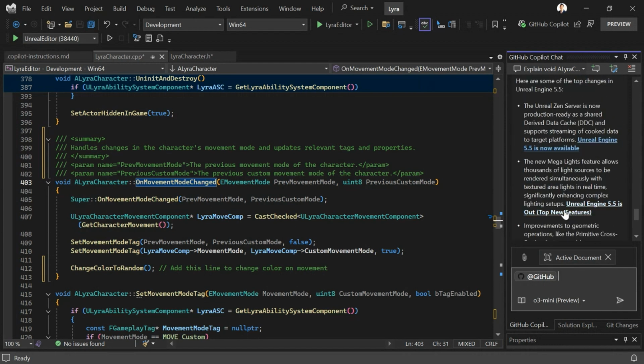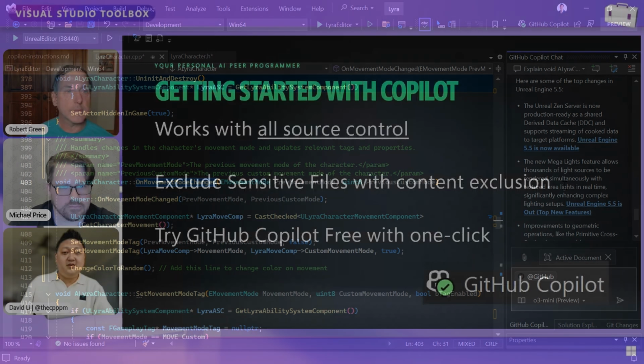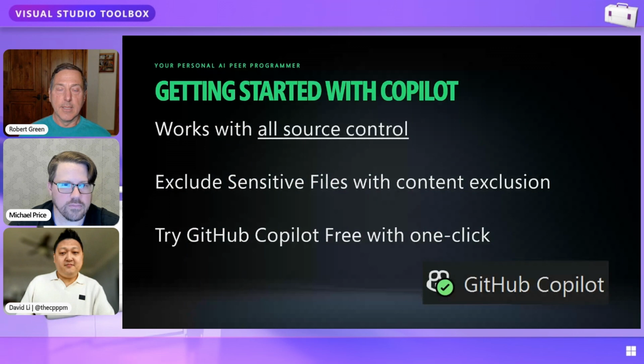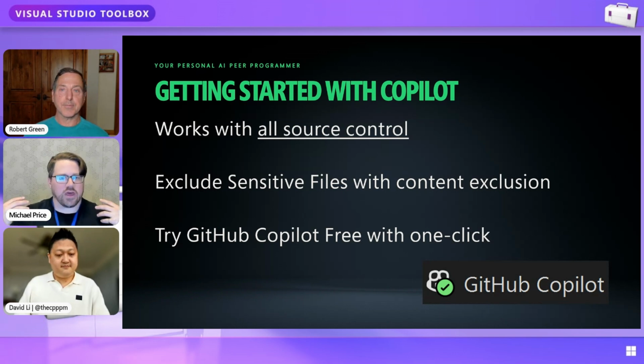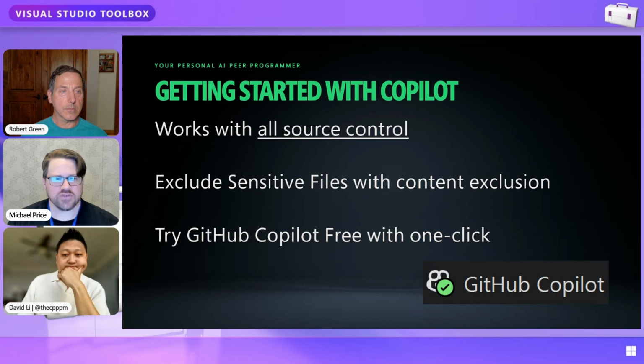All right, this seems pretty nice, and I have links that I can go find out more. So that was all the great things in Copilot. Yeah. So we really want to emphasize too that GitHub Copilot works with all source control systems, right? Even though it's from GitHub, it works with more than just Git.